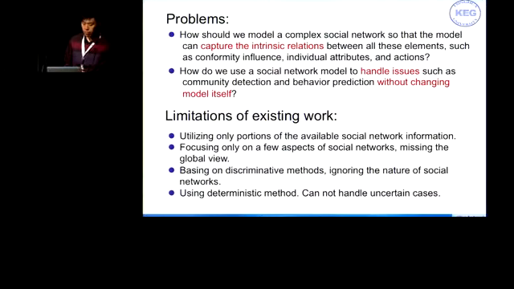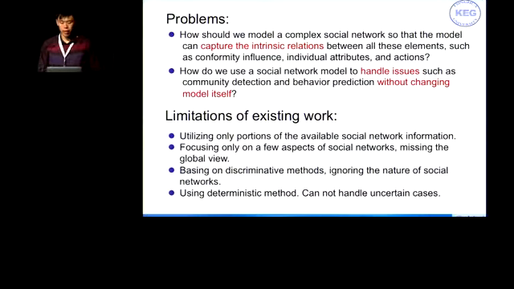So with such a complex social network, there are 2 questions the authors want to ask. The first one is, how should we model such a complex system so that we can capture the intrinsic relationships among these elements? And secondly, how do we leverage such a model to improve the performance of different applications, such as community detection and behavior prediction?